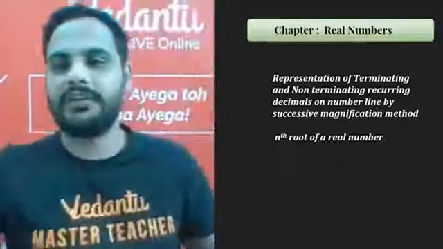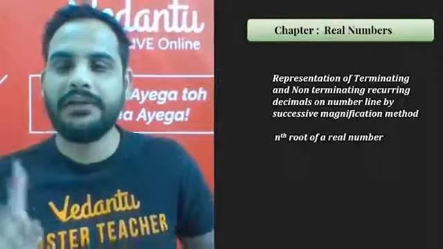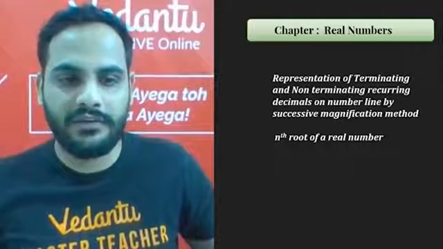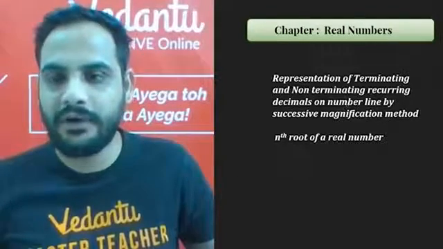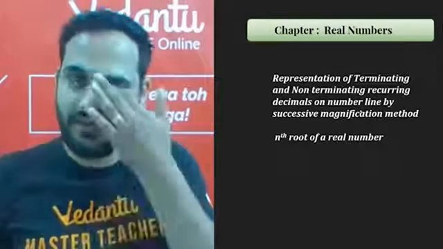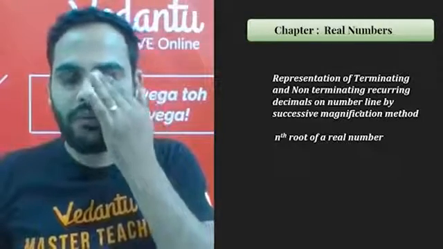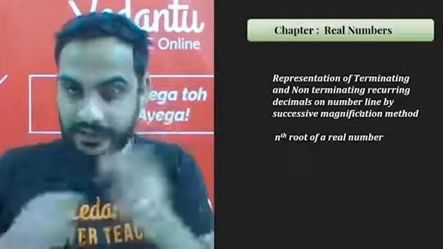So in chapter 1, the chapter real numbers, the part which has been removed is the representation of terminating and non-terminating decimals on the number line by the successive magnification method. What was that method? Do you know? वो जो नहीं था, वो that one with the lens one.